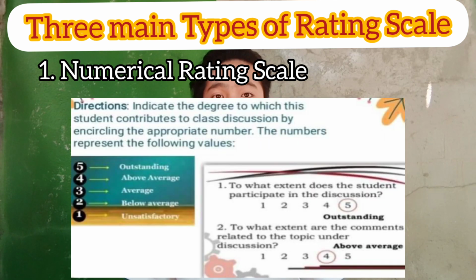Here is an example. Directions: indicate the degree to which the student contributes to class discussion by encircling the appropriate number. The number represents the following values: 5 is for outstanding, 4 is for above average, 3 is for average, 2 is for below average, and 1 is unsatisfactory.